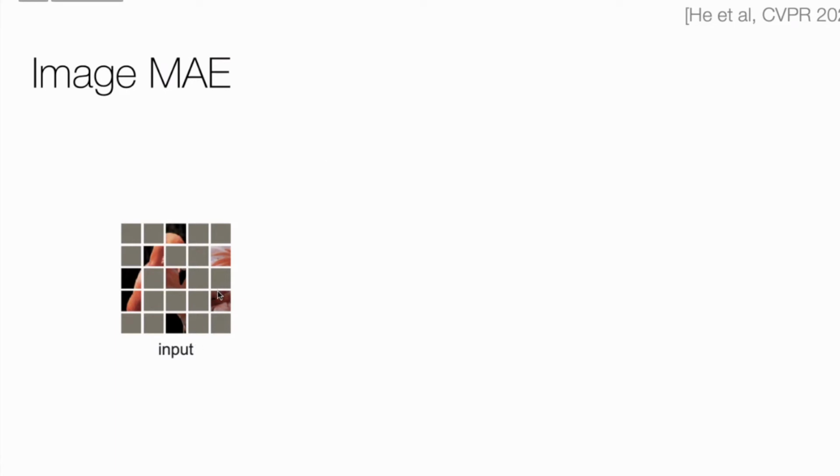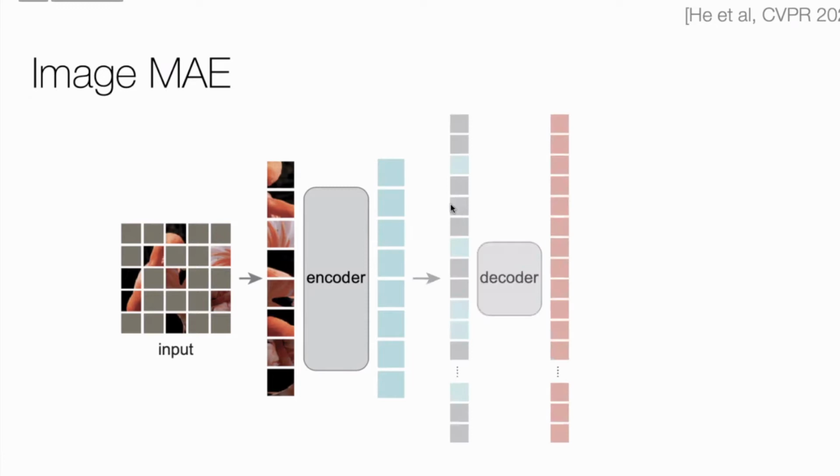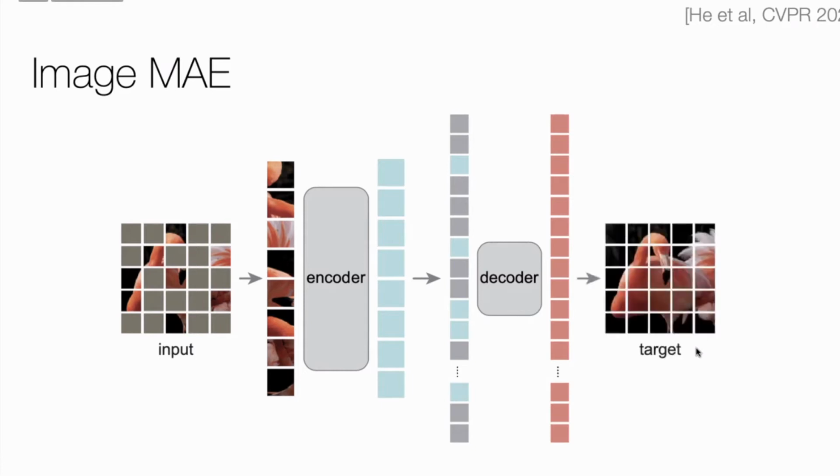Given an image as an input, we will mask out a portion of the image, and then we only feed the visible parts of the image into an encoder to get their hidden representations. Then this hidden representation will be concatenated with mask tokens together with the position embeddings, and then fed into a decoder for reconstruction. So, for example, reconstructing the entire target here.